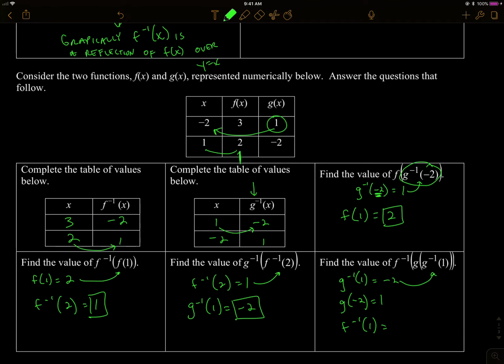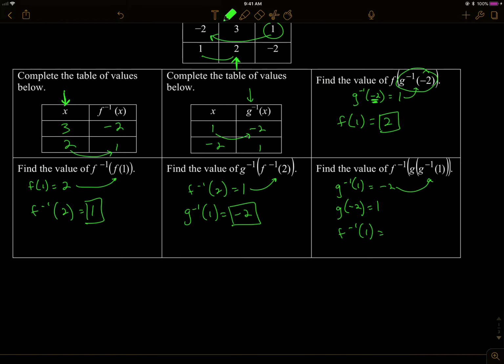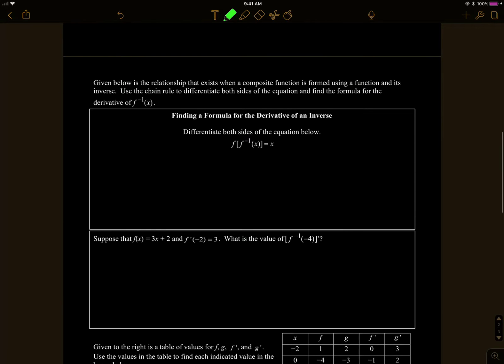And then F inverse of 1. So I'm looking down the y column of F, looking for a y value of 1 and see what x it points back to. There isn't one, right? I don't have a y value of 1. I don't have a range value of 1, so I'm going to say it's undefined. I don't know what it is.